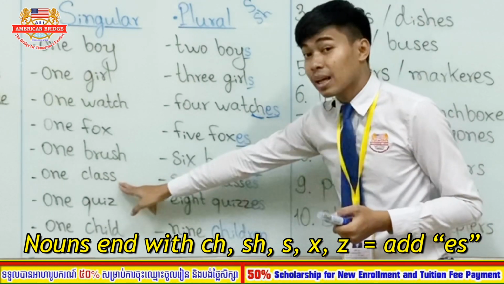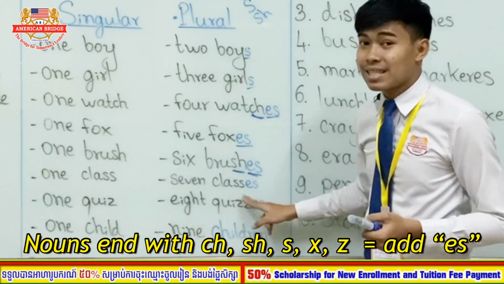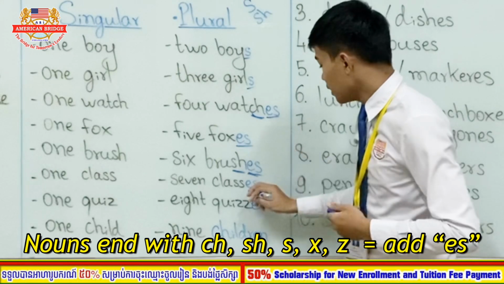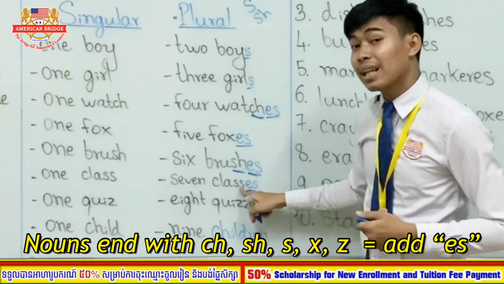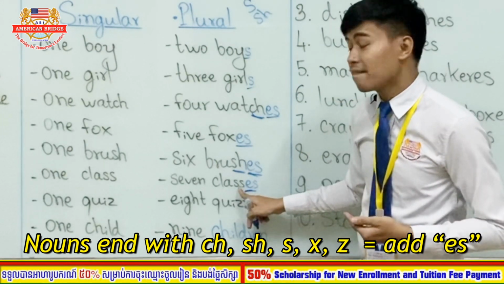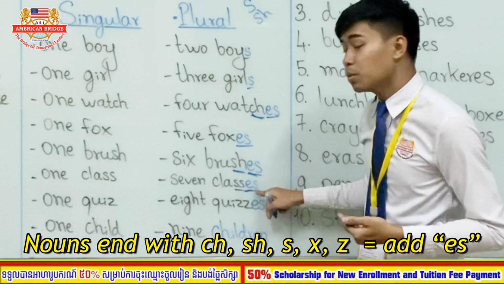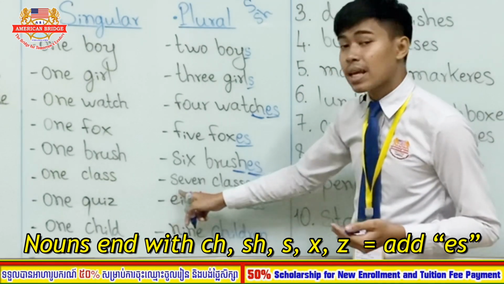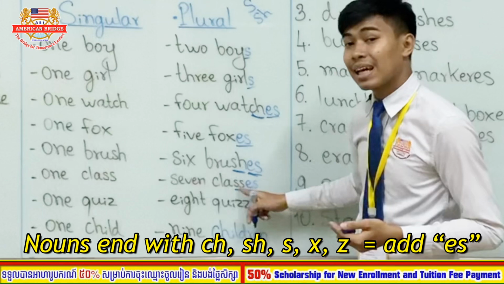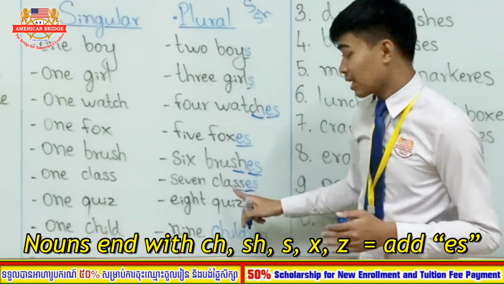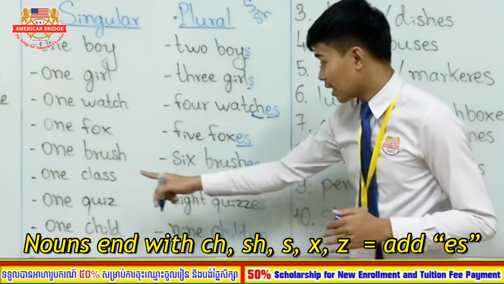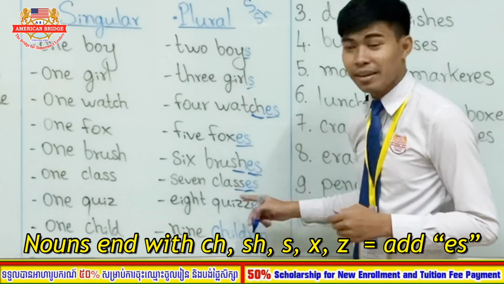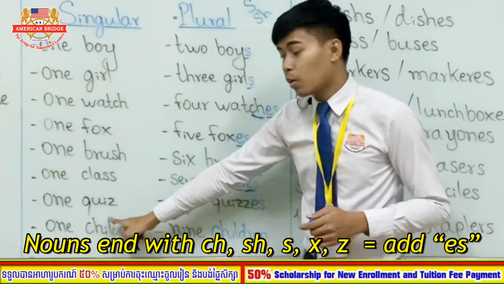So one class, 7 classes. Here, why do we add es? Because the word class ends with letter s, right? So we have to add es. So 7 classes. Okay, let's go to the next one.